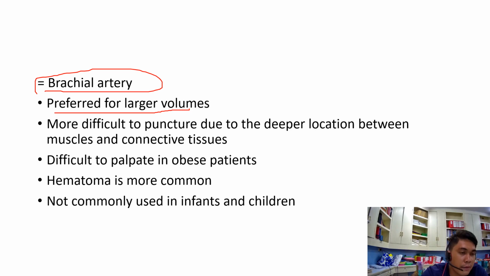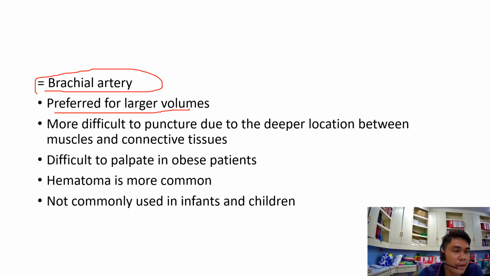So one of the reasons the basilic is the third option is that it's near the brachial artery. The brachial artery is difficult to palpate in obese patients, and hematoma is more common because the artery has a deeper location. So it's difficult to apply pressure after blood collection. And it's not commonly used in infants and children.